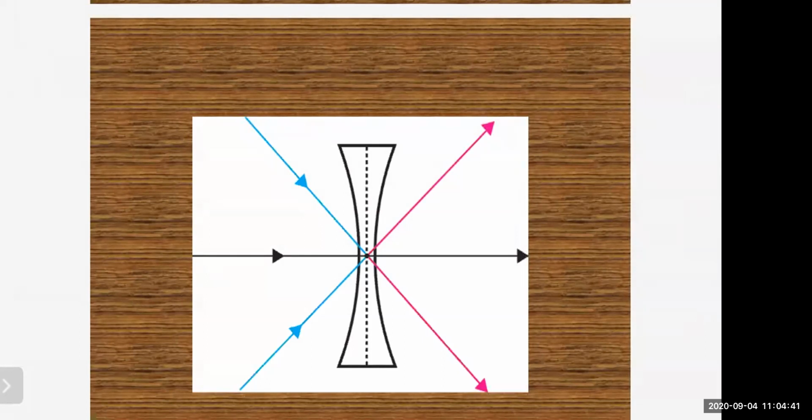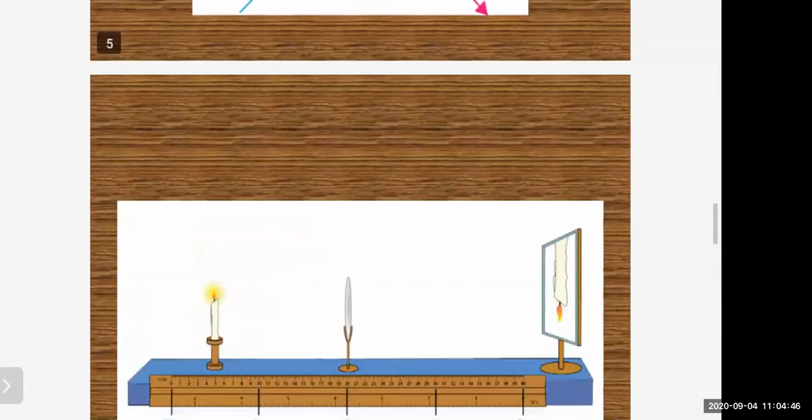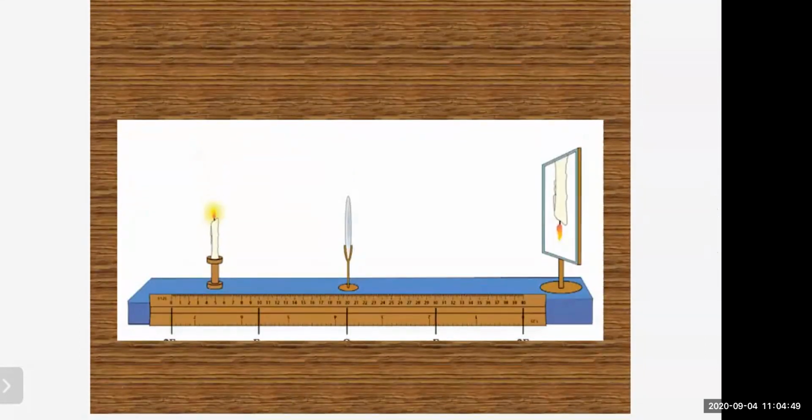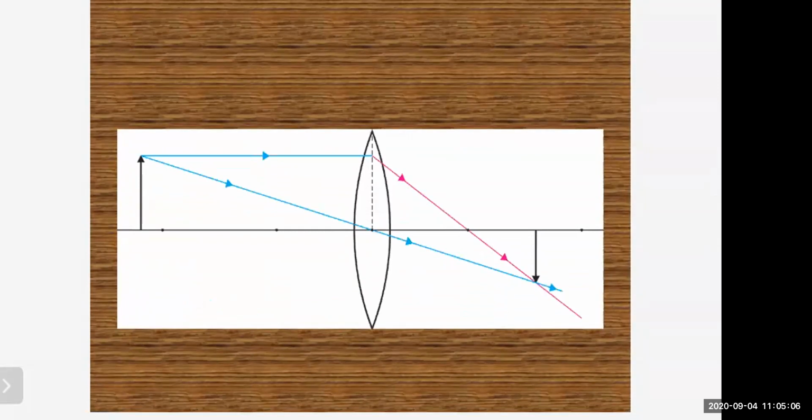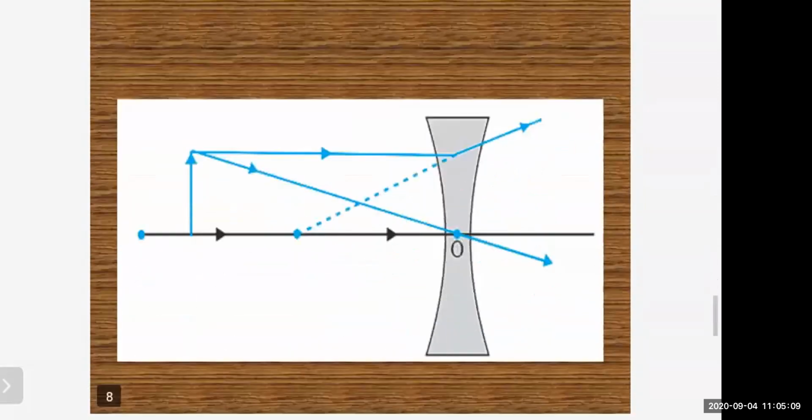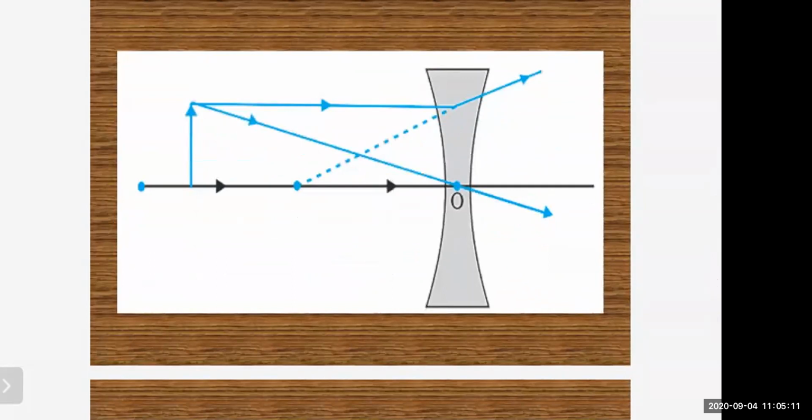Now next, let us see what are the rules for obtaining an image formed on a convex lens. Okay, before that there is a small activity given. Actually this activity is not necessary for this 25% reduction of the syllabus. For that this activity is not needed. Okay, so let us move to the next topic, that is what are the rules for obtaining an image formed by a convex lens, right?